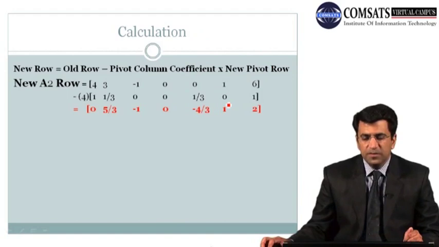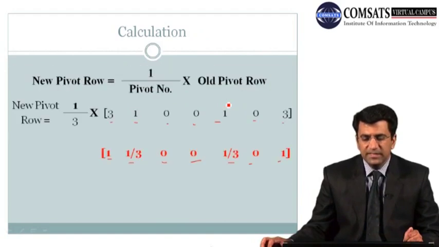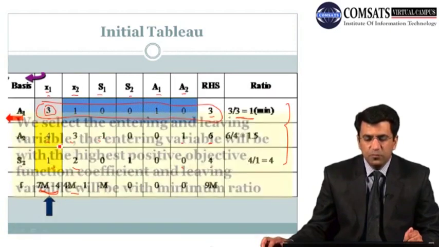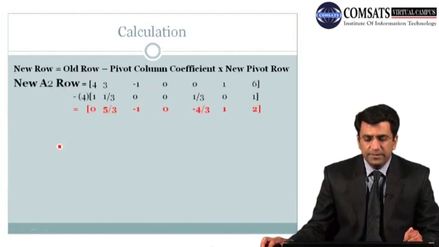Now if we see the previous table, we can see our old A2 row is this one. This is our old A2 row, that is 4 3 minus 1 0 0 1 6. And what is the corresponding pivot column coefficient? This is our pivot column, and the corresponding value of the pivot column coefficient with respect to that A2 is 4 here. So we will put these values in our formulas in order to compute that A2 row.